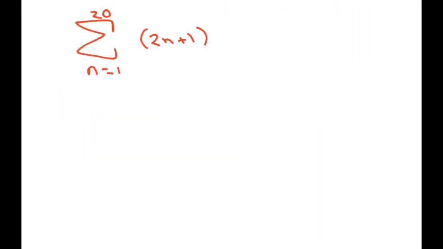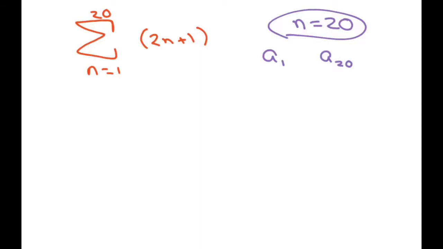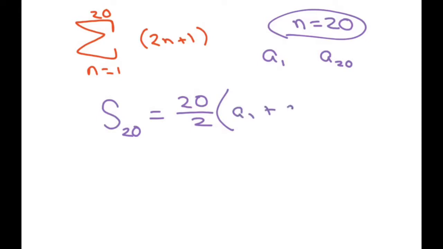So let's get started. We want to find the sum. All we need is our first term and our 20th term. We also know that our number of terms is 20. So we're going to use S sub 20 equals our number of terms divided by 2, times my first term plus my last term, which would be 20.